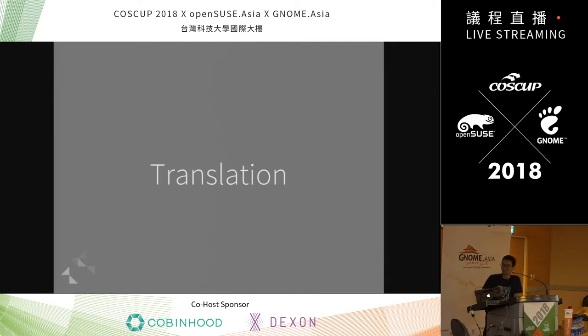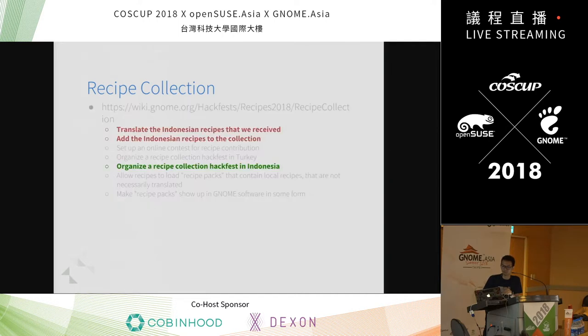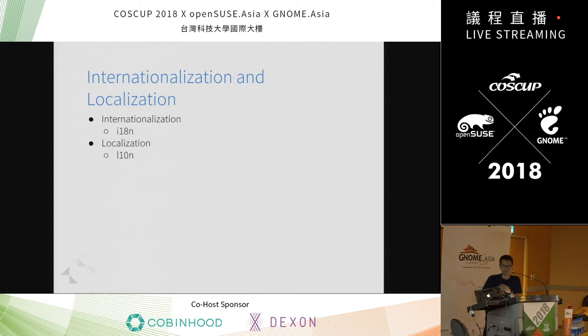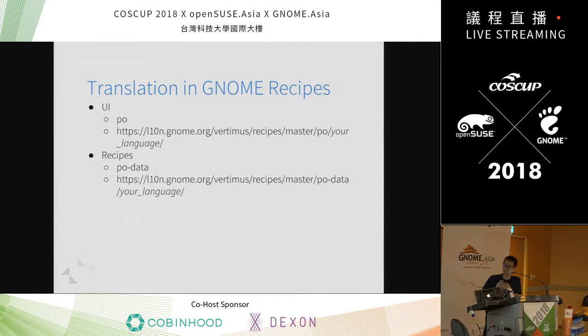The last part is translation. We still have homework to translate recipes into English. So actually, there are 2 terms about translation: it could be internationalization or localization. What we do is both of them. Translation in GNOME Recipes is divided into 2 parts. For the user interface, the file is in PO format, in the po folder in the GNOME Recipes source code. And for the recipes themselves, it's a separate data.